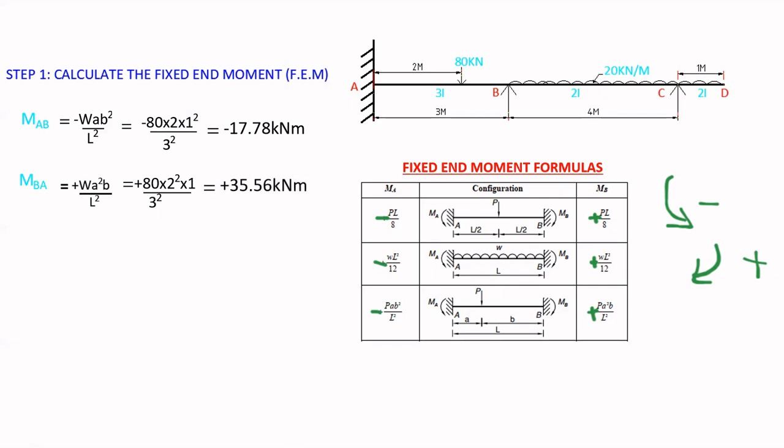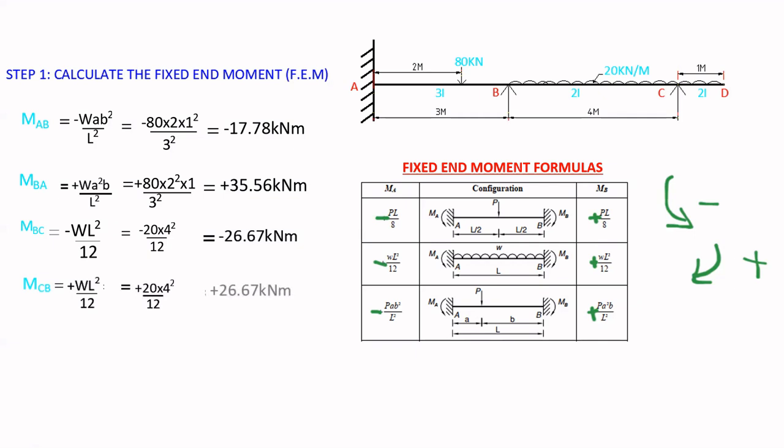When you go to the moment BC, we have a UDL with the formula WL squared over 12. So you get 20 times 4 squared over 12, and you get negative 26.67. MCB is basically positive 26.67. So if you work that out, you get positive 26.67.